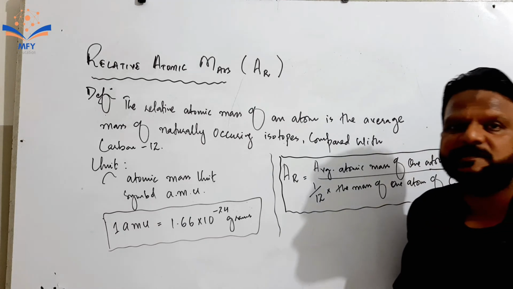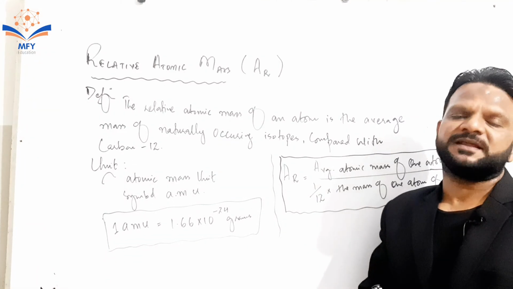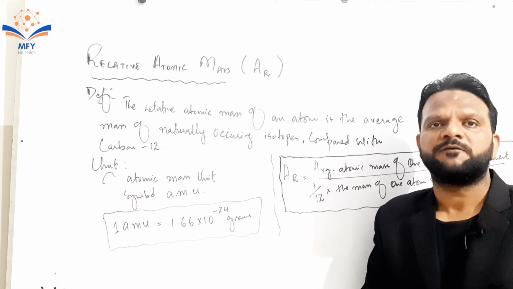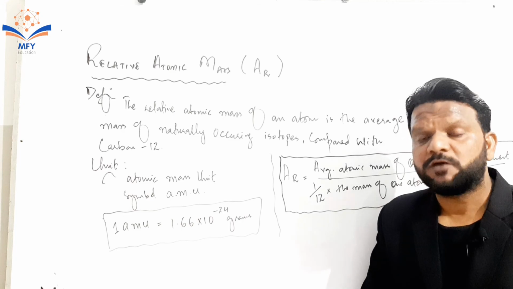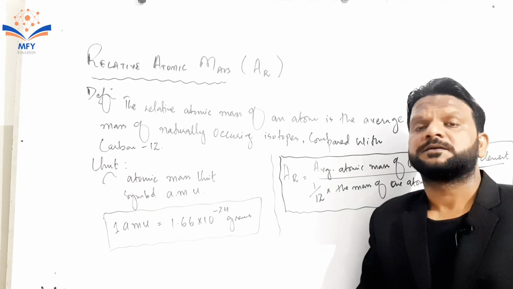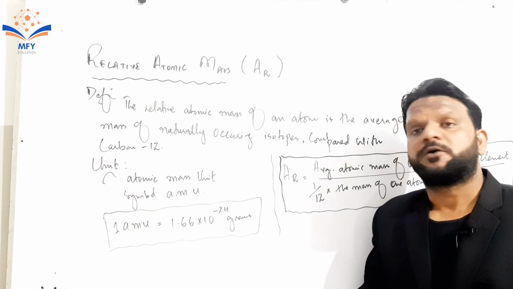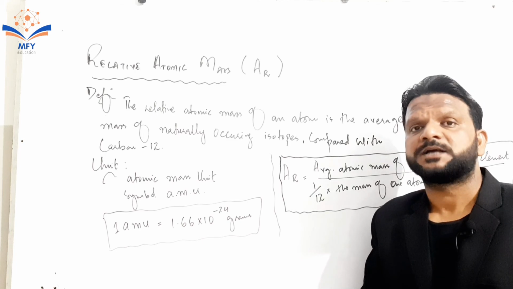Hope you can easily understand the definition, mathematical relationship and the formula of a relative atomic mass. If you have any kind of ambiguity for the understanding of this topic, you can ask or directly comment.